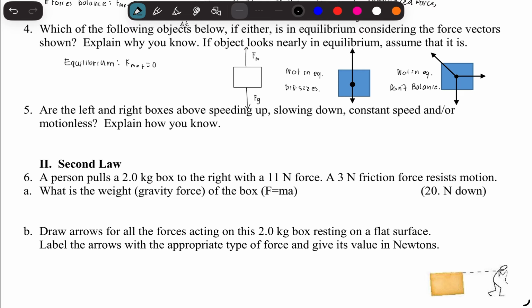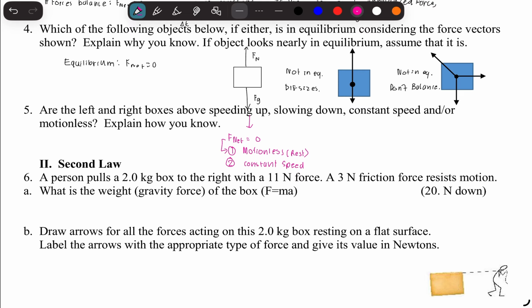FG, and we have FN here. So for this box, we could say that we have a net force. Our F net is going to equal 0. So when F net is equal to 0, there are two cases. The first case is that the box is motionless, which means at rest. Or the second case is that it is moving at a constant speed, because there is nothing to disrupt its velocity by changing acceleration.